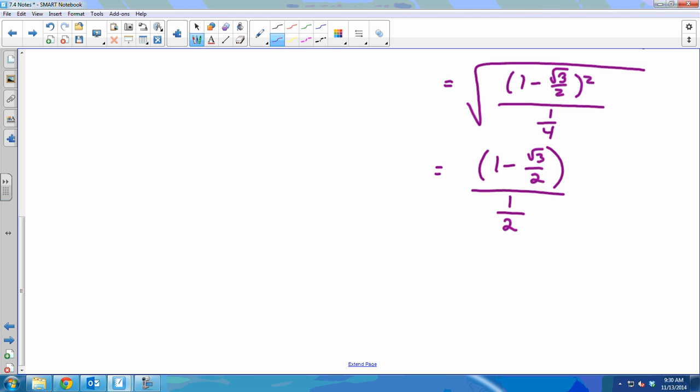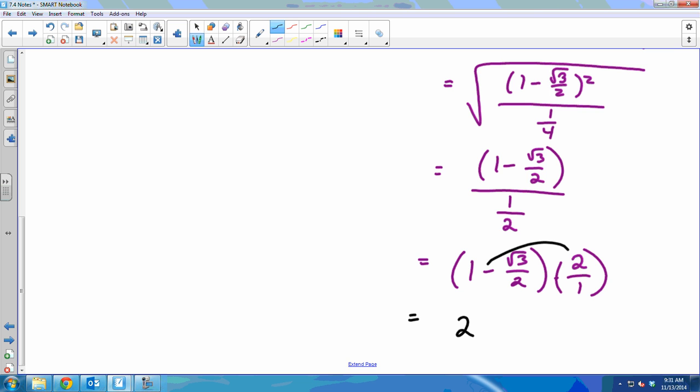You could. And then they go back and multiply by the reciprocal. We're going to have to distribute. So you get 2 minus the square root of 3, right? Yes. And then you have to put the negative in the front. So then you would have this or negative 2 plus the square root of 3. They're both the same.